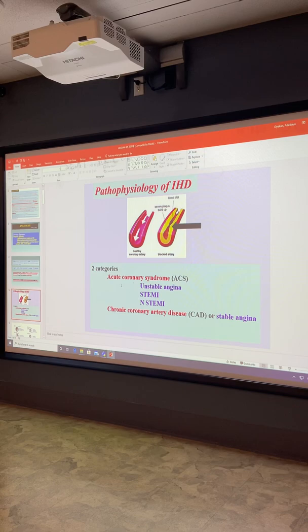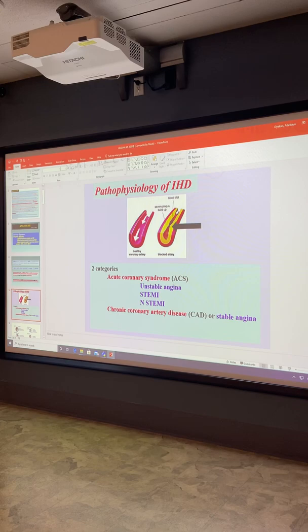So what are the subcategories under acute coronary syndrome? You have unstable angina, you have STEMI. STEMI means ST segment elevation myocardial infarction. You will remember from your cardiovascular system, we treated the EKG. There is the ST segment, there is the P wave, there is the QRS, and that's right. So the ST segment there, when it's elevated, we call it ST segment elevation myocardial infarction.